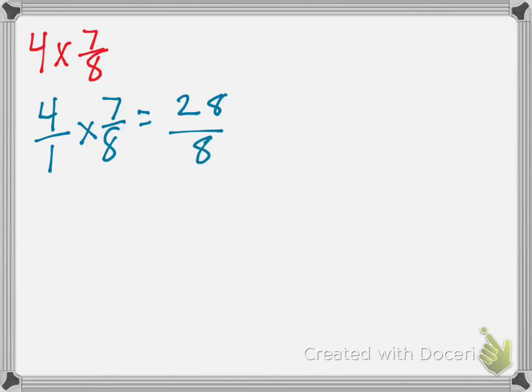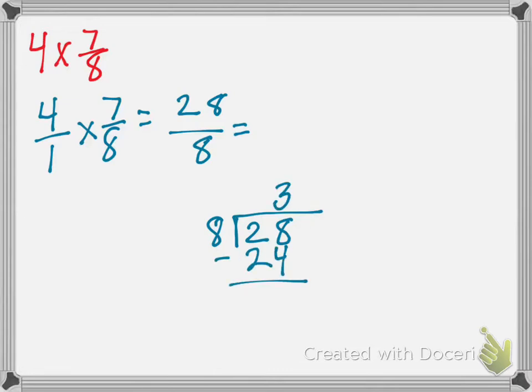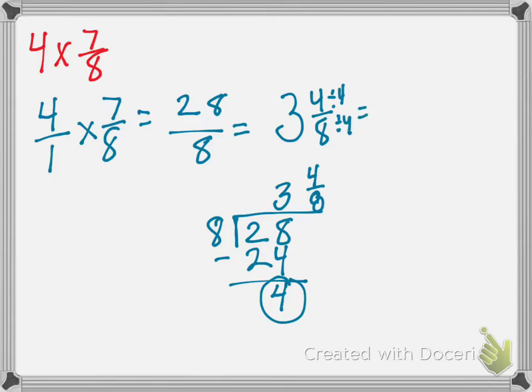And now we need to simplify because this is an improper fraction. 8 goes into 28, so 28 divided by 8. If you need to do it this way, you can. Some of you can do it without doing this, but either way, do what works for you. It goes in 3 times. 3 times 8 is 24. This is our remainder because there's nothing else to bring down. So we go 4/8. So this becomes 3 4/8, but I still need to simplify. So we get 3 1/2 for our final answer. Definitely make sure that you simplify. You continue simplifying until you're done.